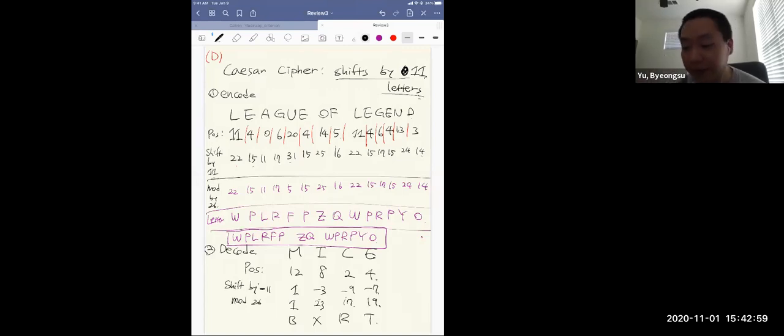Okay, so in case of Caesar cipher, just one thing should be remembered. When you encode, add your key, or shift your letter by adding. But when you decode, shift your letter by subtracting. That's all you need to remember for Caesar cipher, right?